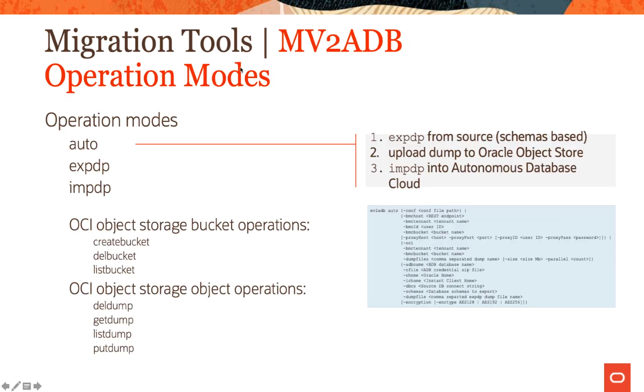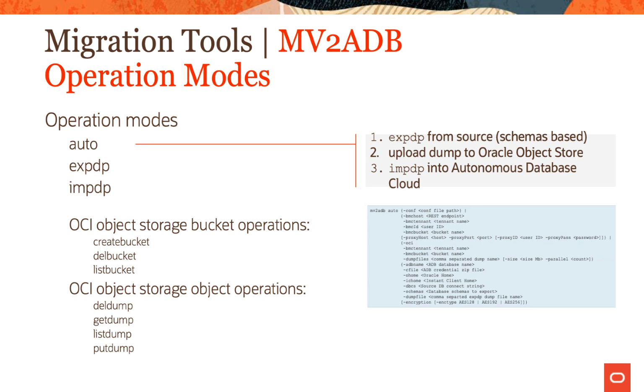On a high level, for this migration tool MB2ADB, there are different operation modes: auto, EXPDP, and IMPDP. Then we have OCI object storage bucket operations, and it also supports object storage object operations such as delete dump, get dump, list, or putting the dump into it. On the right side you see an example of how to use this utility MB2ADB along with various parameters.